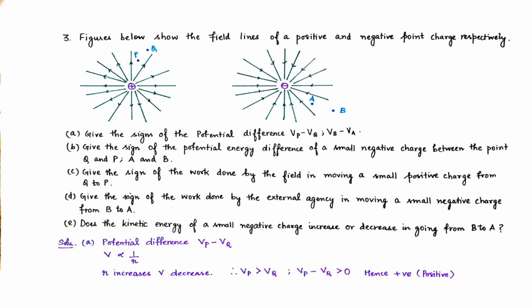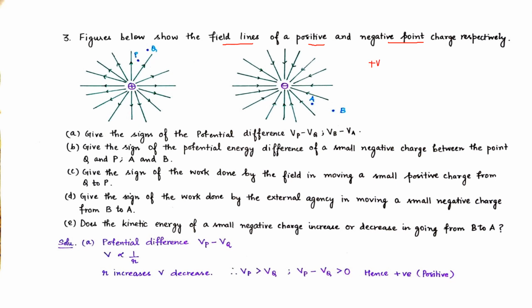Hello students, today we will solve question number 3 and the question goes like this. Figures below show the field lines of a positive and negative point charge respectively. Both the charges are point charges, one is positive and the other one is negative.